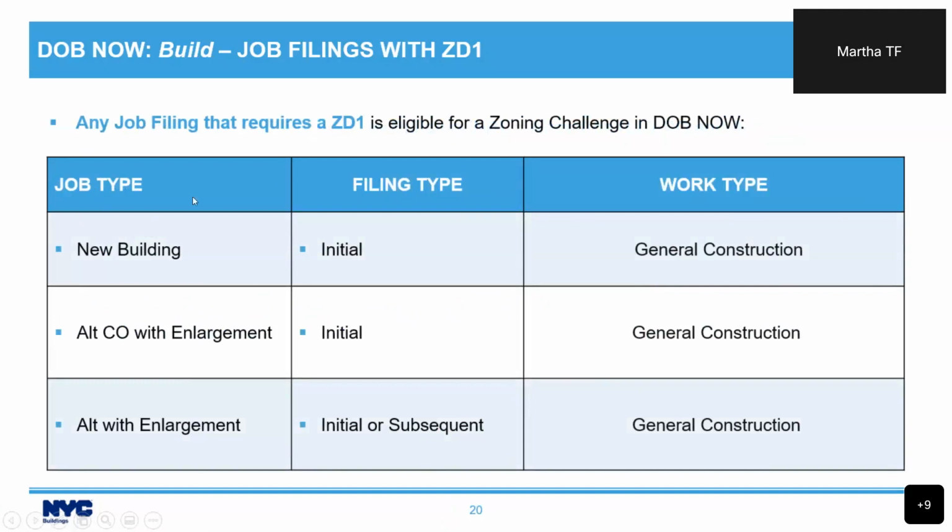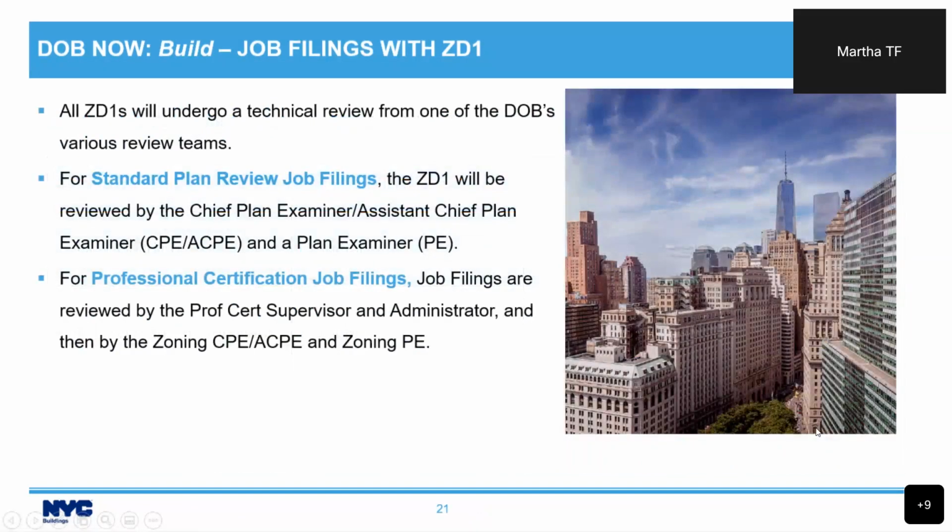So if we look here, the job type, new building, the filing type will be the initial, and the work type is always general construction. That is required in the initial filing. Same thing for alt CO with enlargement. It's the initial filing and general construction is required. But for alt with enlargement, it can be initial or subsequent whenever the general construction job filing is filed. Excuse me, the general construction work type is filed.